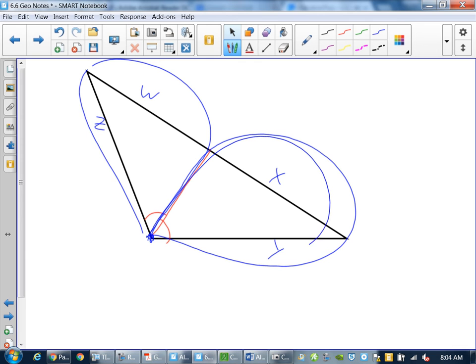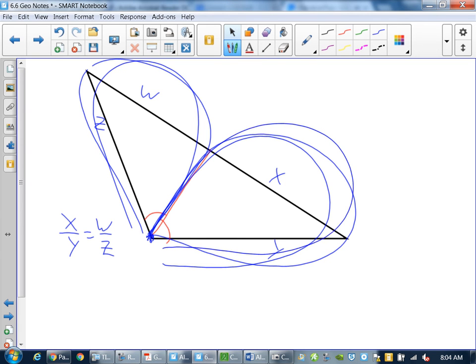It's x over y, w over z. This is the proportionality of it. X over y is w over z. What you're looking at here is, as you draw out and around, you're circling the parts that are going to be the fraction. The first one you hit after you go through the bisector is the numerator. The second one is the denominator.